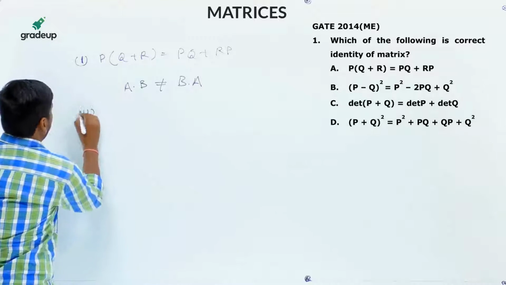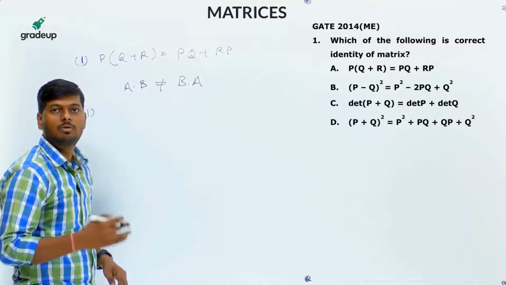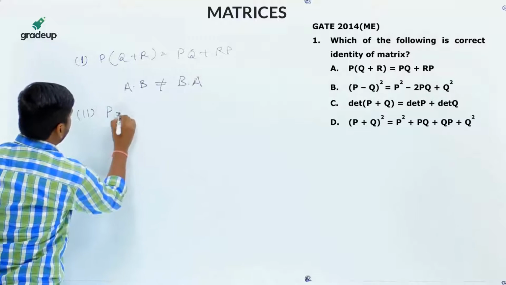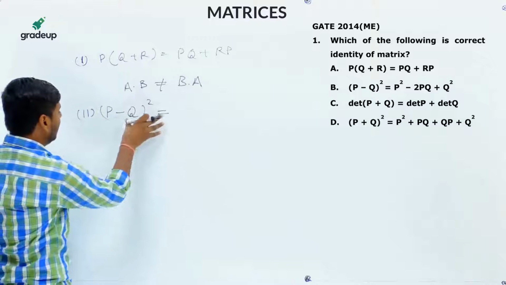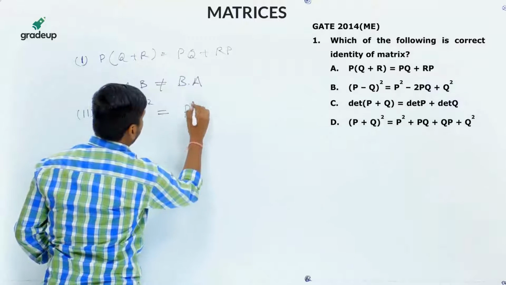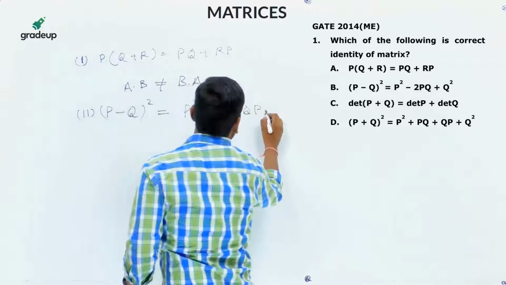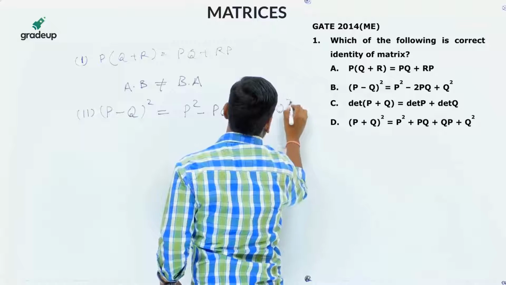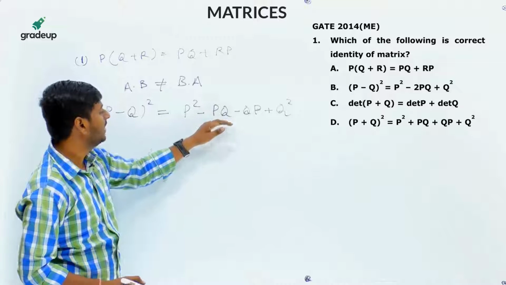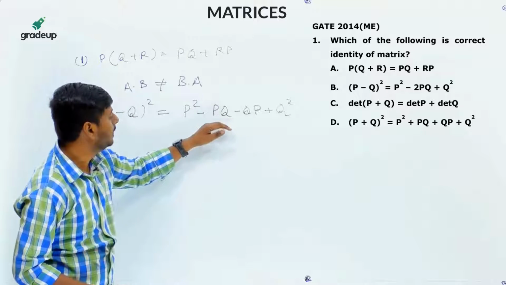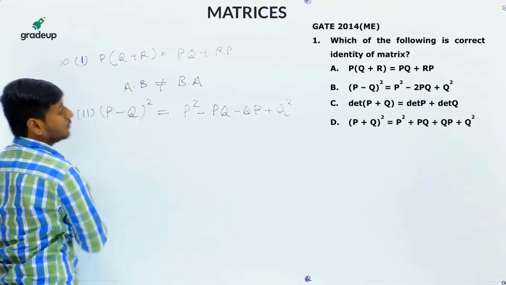Now we will see the second option. The second option is P minus Q whole square equals P square minus 2PQ plus Q square. P minus Q whole square should be equal to, I will write what it should be equal to, P square minus PQ minus QP plus Q square. And since we know that PQ is not equal to QP, we can't write PQ and QP equals 2PQ. So this is also wrong. First and second options are wrong.